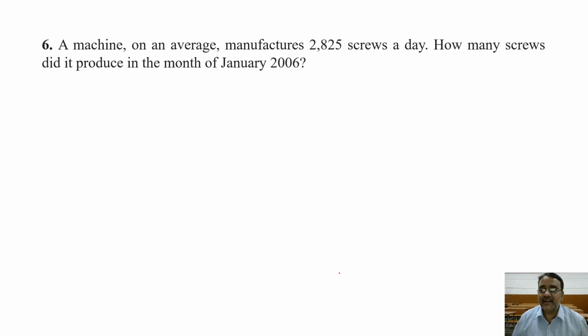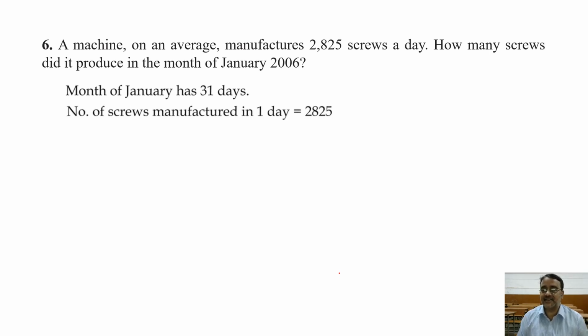A machine on an average manufactures 2,825 screws a day. How many screws did it produce in the month of January 2006? Now we know that in January total days are 31, and in one day the total number of manufactured screws is 2,825.